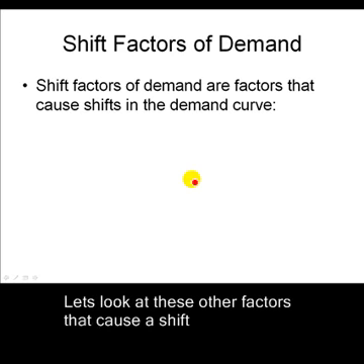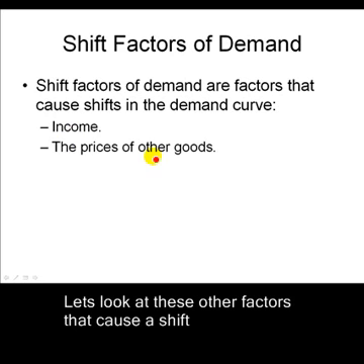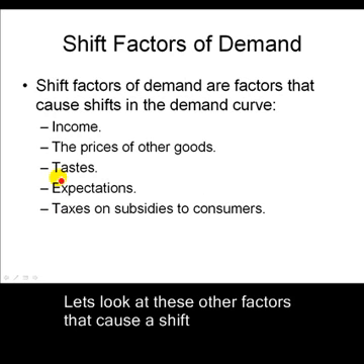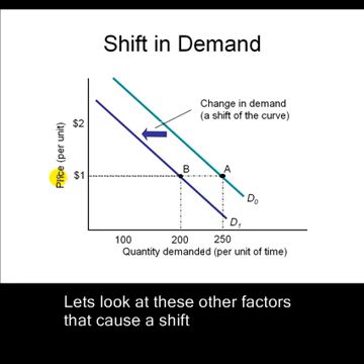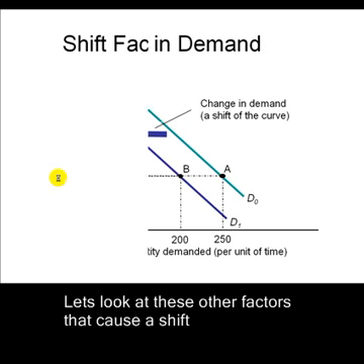So what could they be? There is income. If income changes, or the price of other goods changes, it's going to cause a shift. If the taste of consumers changes, it's going to shift the demand curve. If expectations change, that's going to shift the demand curve. If you tax or subsidize the consumers, that's going to shift the demand curve. If the number of buyers changes, that's going to shift the demand curve. And that is way different than when you had other things constant. So if any of those other things constant change, we have a shift in the demand curve.